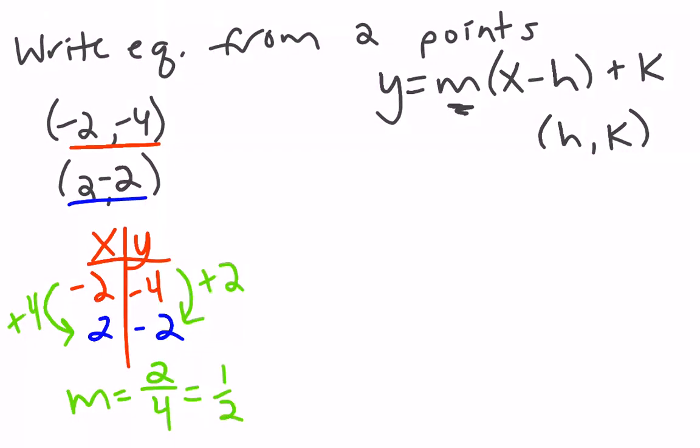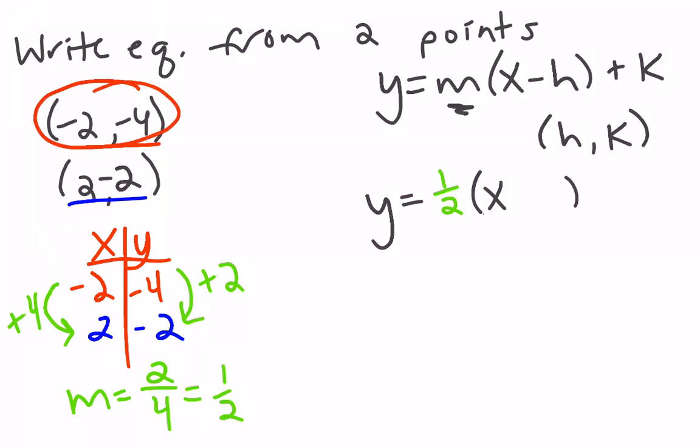So when I come over here to my formula, I'm going to get y equals 1/2, parentheses, x. And here's where I get to choose. Since I'm given 2 things, I'm going to go eeny, meeny, miny, mo, and I'm going to go with the first one. And remember, what the minus in the formula means is opposite. So the opposite of -2 is +2. And then with k, you're going to keep k. So I'm going to keep it as -4.